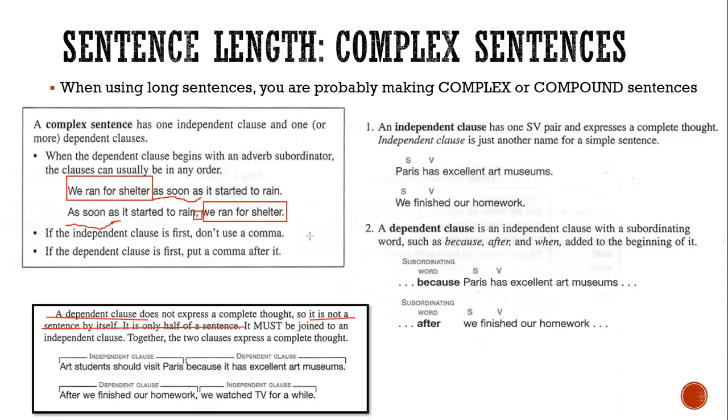For example, if you just say, after we finish homework, full stop, or because it has excellent art museums, full stop, this is not a complete sentence. You have to add: art students should visit Paris because it has excellent art museums. Then it becomes a complete sentence. That's one thing that you should take note of.